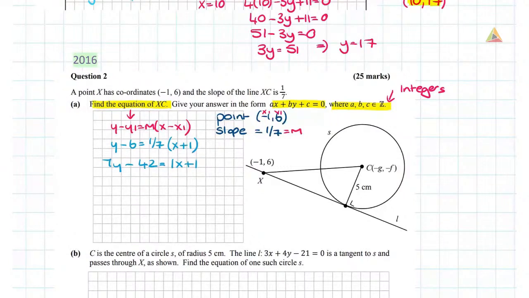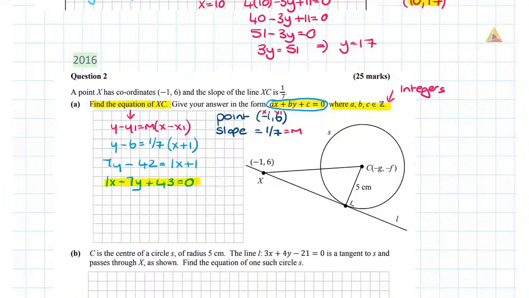That is my equation of a line, but just like I did in the previous question, I'm going to bring everything to one side because they're telling me that's the form I need my answer in. So 1x minus 7y plus 43 equals 0. And check that you've answered the question correctly. That's going to get you your full marks.